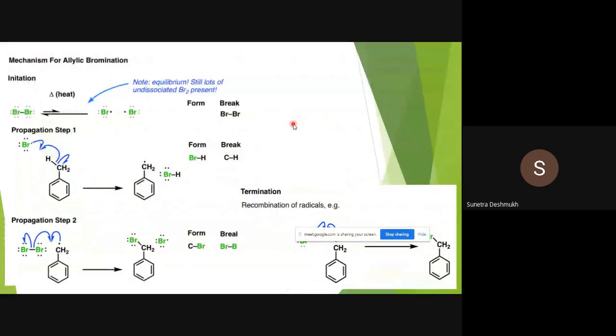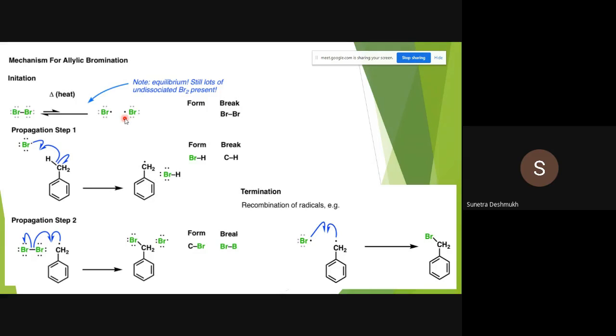We will see now the mechanism for allylic bromination. There are initiation, propagation, in which there are two different steps, and here is the termination stage. So first one, initiation. We are doing bromination with Br2.